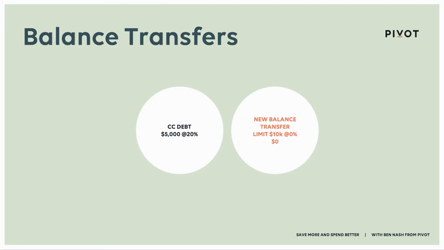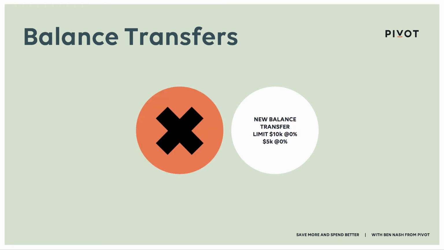Now I'm going to go to a slightly different example where we've got an existing credit card debt of $5,000 and we get a new balance transfer card with a limit of $10,000. Here you transfer the $5,000 from your existing card to the new card at a 0% interest rate, and you do the smart thing and cancel your existing card. But you can see that on the new card, there's still remaining $5,000 of limit that you could potentially spend. But here's the thing, and this is why the banks actually offer these cards, because they know that so many people fall into this trap.